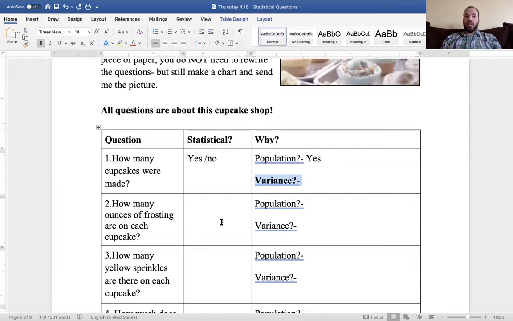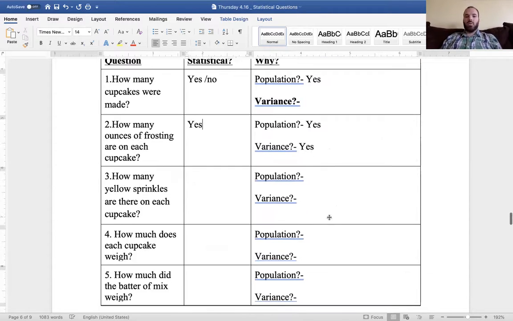How many ounces of frosting are in each cupcake? Is there a population? Yes, there's more than one cupcake. Is there variance? Yes, probably some cupcakes have a little bit more than other cupcakes. No cupcake is going to have the exact amount of frosting on each one. So yes, this is a statistical question.